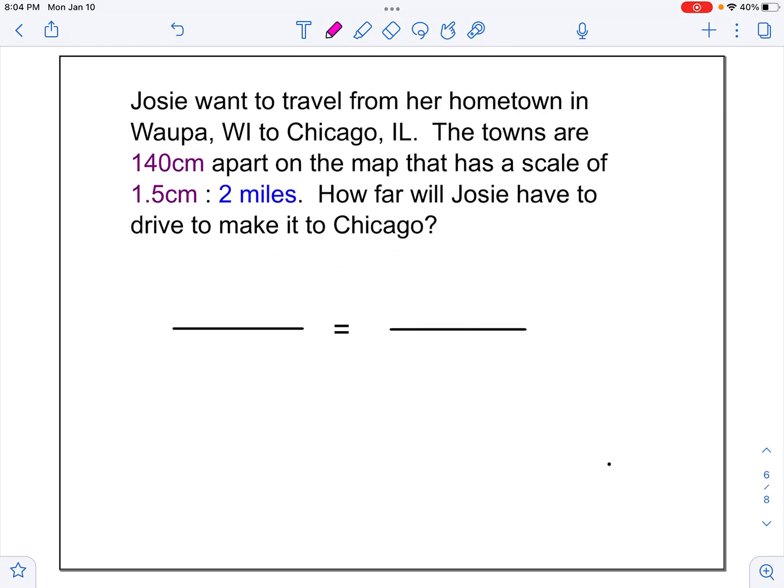Josie wanted to travel from her hometown in Wapo, Wisconsin to Chicago. The towns are 140 centimeters apart on the map, and that's important. The scale is 1.5 centimeters equals 2 miles. So this should look familiar. It's one of the ways to write a ratio. So I'm just going to transfer that right down here.